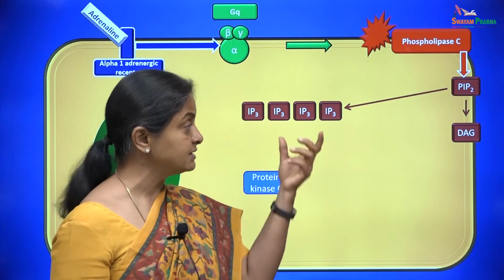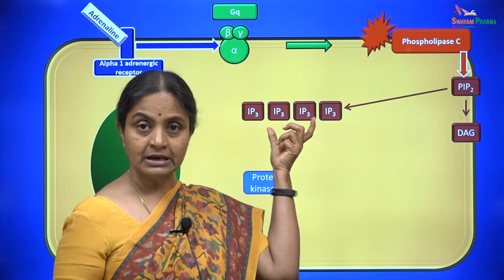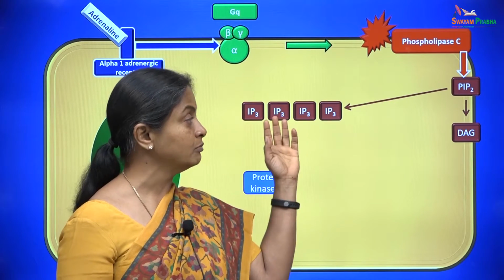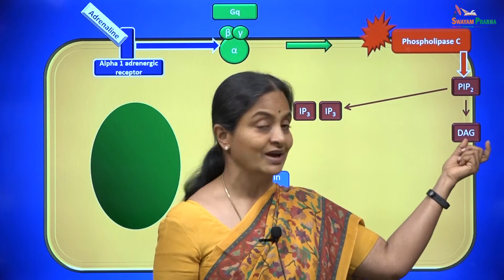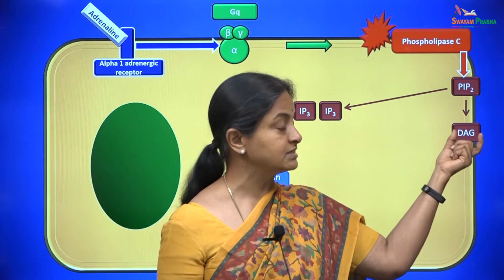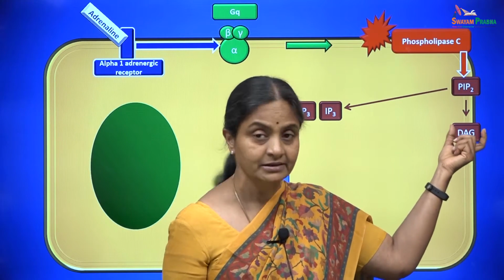You would have noticed that inositol triphosphate is a polar compound, therefore will move into the cytoplasm, whereas diacyl glycerol has two fatty acids. So this compound is still lipid soluble and will remain in the membrane lipid.